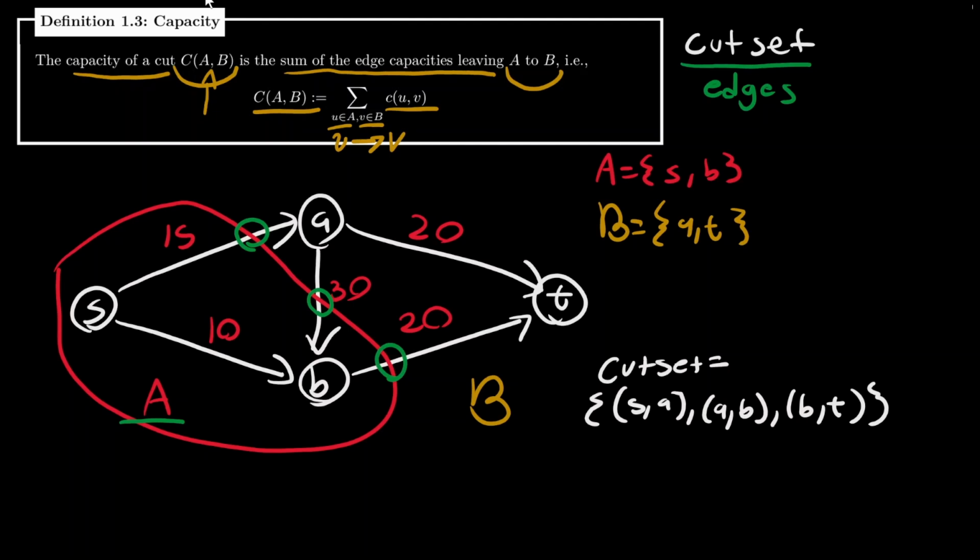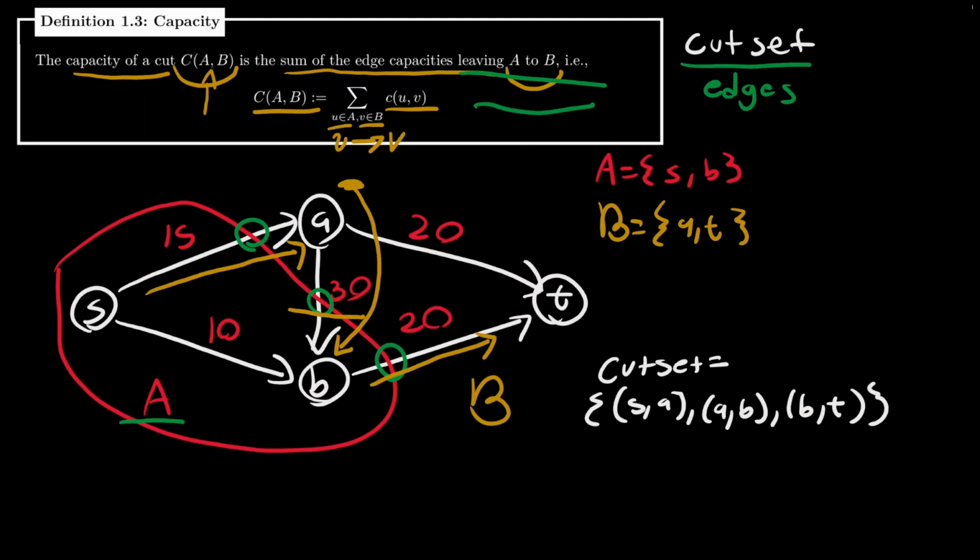But our definition here is talking about leaving A to B. So we are leaving A to B. So in this case, if we look down here, the edges that leave A to B are this edge here, and this bottom edge here. Now, this edge is not leaving A, it's going from B, so this outside space here, and is jumping into our partition A.